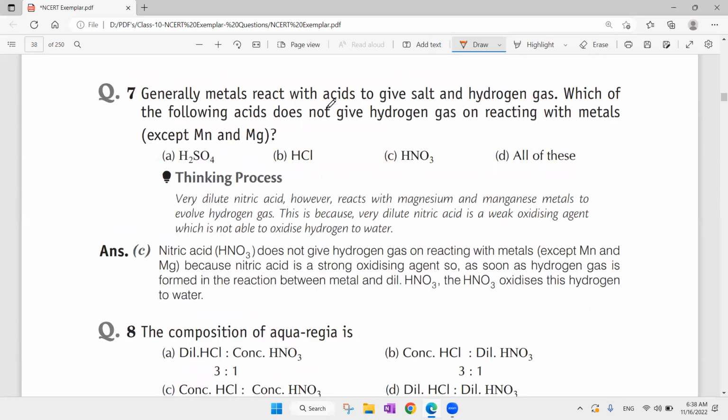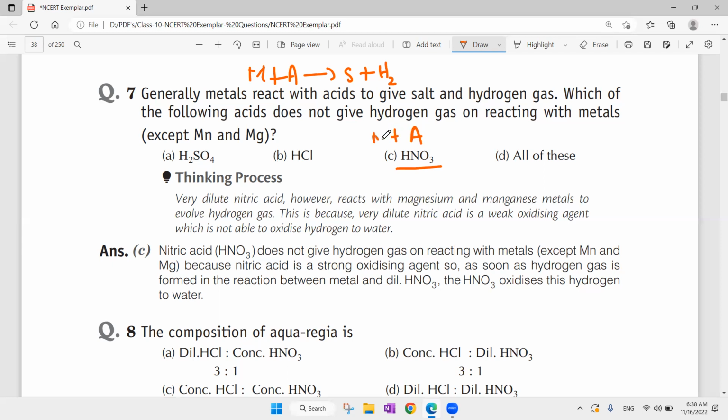Generally, metals react with acids to give salt and hydrogen gas. When metal is reacting with acid, it forms salt and hydrogen gas. Which of the following acids does not give hydrogen gas on reacting with metal? Except manganese and magnesium. It is a very direct question. Answer, just you can make it HNO3, nitric acid. This is the acid, nitric acid.